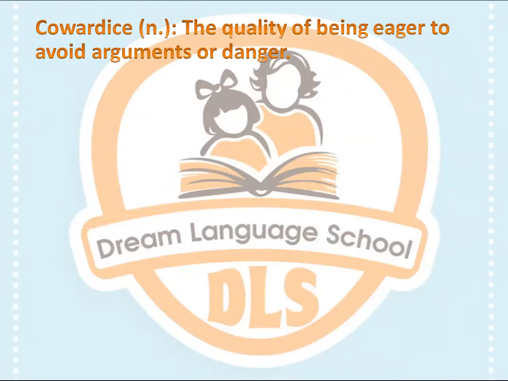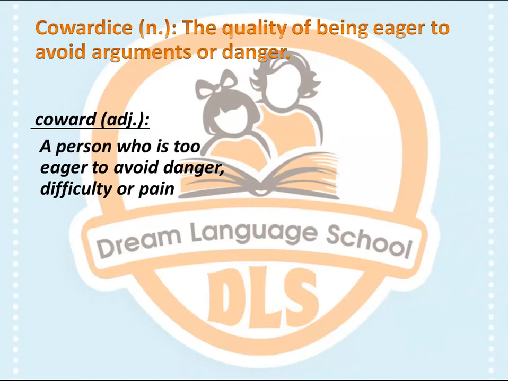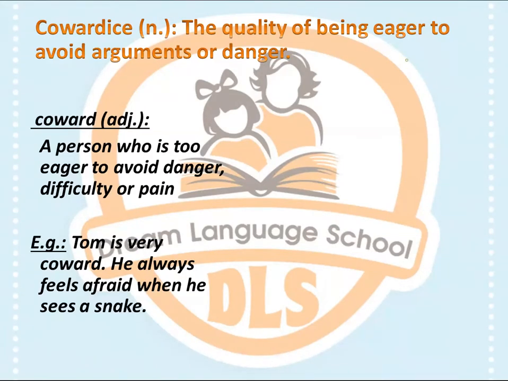Cowardice is a noun, the quality of being eager to avoid arguments or danger. Being eager here means to want something very much. So cowardice is the quality of wanting so much to avoid arguments or danger. The adjective is coward. A coward person is a person who is too eager to avoid danger, difficulty, or pain.